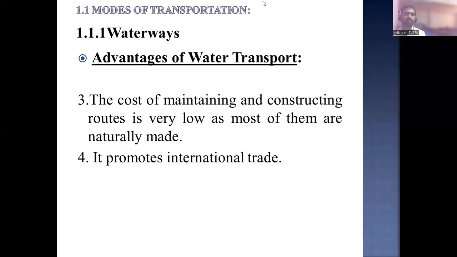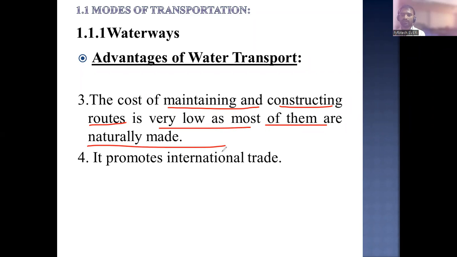Next, the cost of maintaining and constructing the routes is very low, as most of them are naturally made. Yes, if there is a country surrounded by water, then from one point to another point, you are not going to construct any route. The natural water flows are there, and you just have to go along them. So the cost of maintaining and constructing the route is very low, as most of them are naturally made.